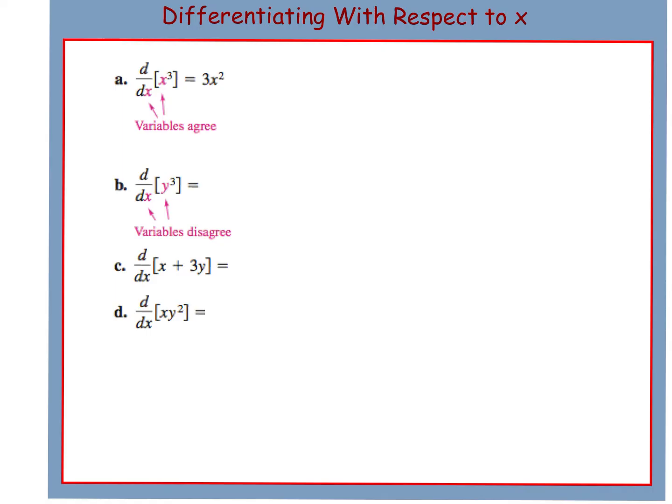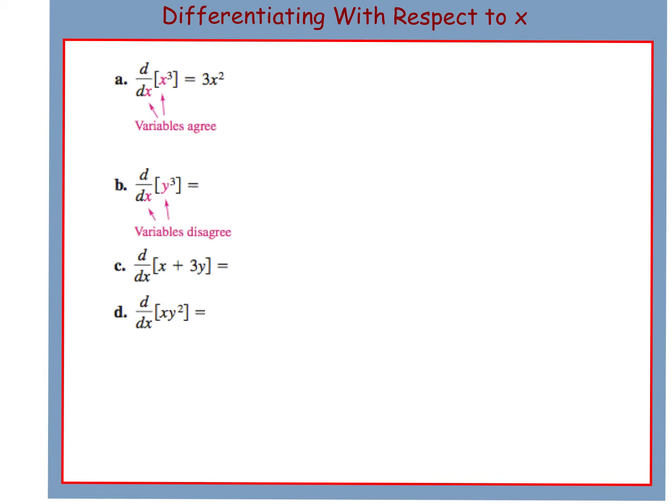Here we go. So if I have to take a derivative of x cubed with respect to x, well, what's the derivative of x cubed? It's right here. What's the derivative of x cubed? 3x squared. Right? My variables match up. I'm taking it with respect to x of x, so my variables match up.